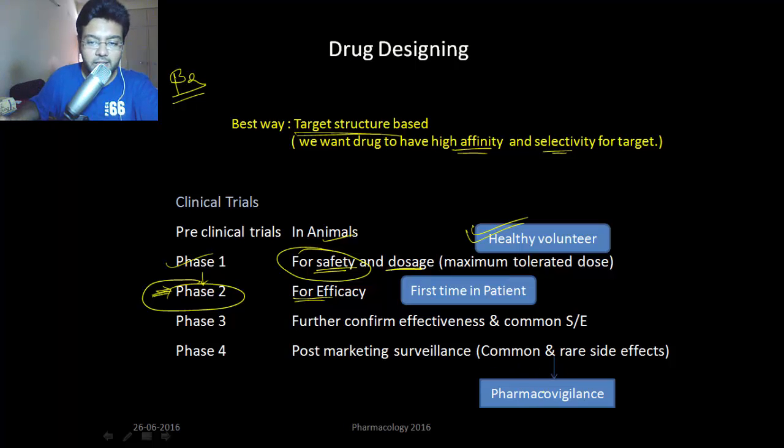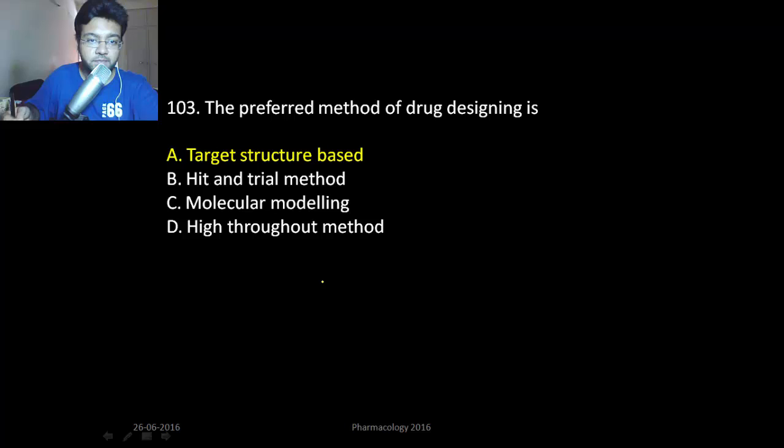Now which body actually does adverse drug reaction monitoring? That is pharmacovigilance, right? Here the ADR monitoring centers are there. Now what takes care of adverse drug reactions? These are actually the ADR monitoring centers. This is present in Sweden, right? This is called pharmacovigilance, that means to monitor the adverse drug reactions.